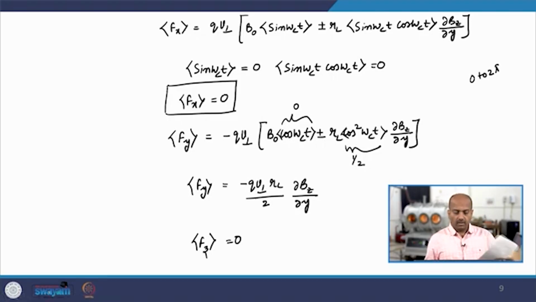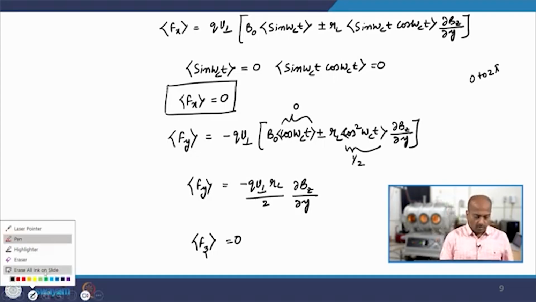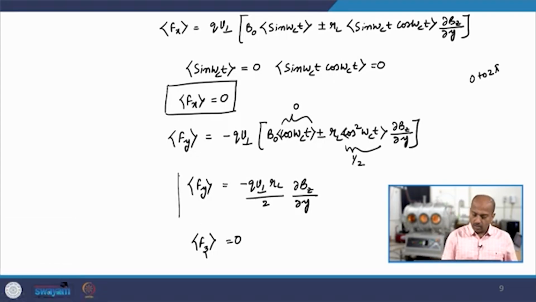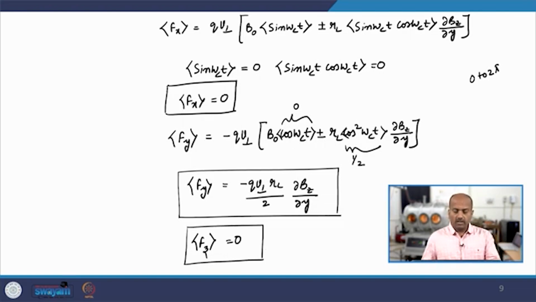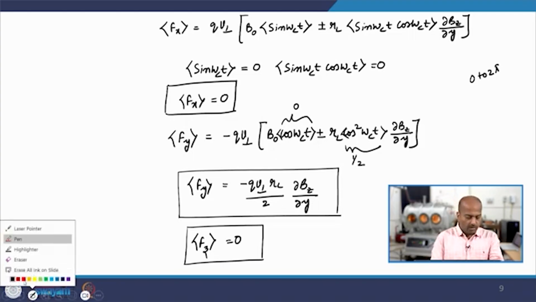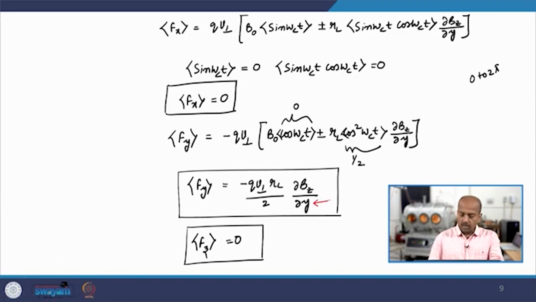We have realized there is one non-zero component of the force along the y direction, the other components are 0. This is a very important result. Let us just try to understand this. When the particle is moving in a magnetic field which is changing with respect to y, the particle will experience an additional force, not because of the magnetic field itself, but because of the change in the magnetic field.